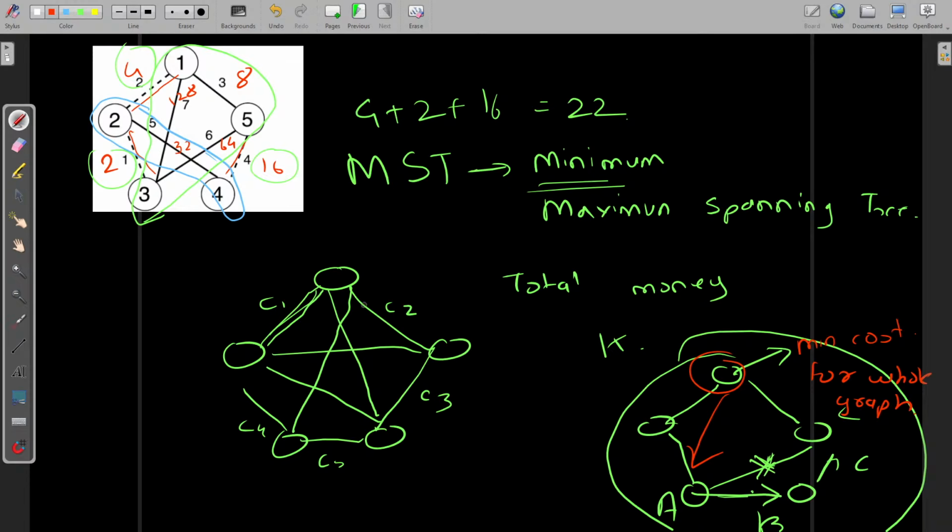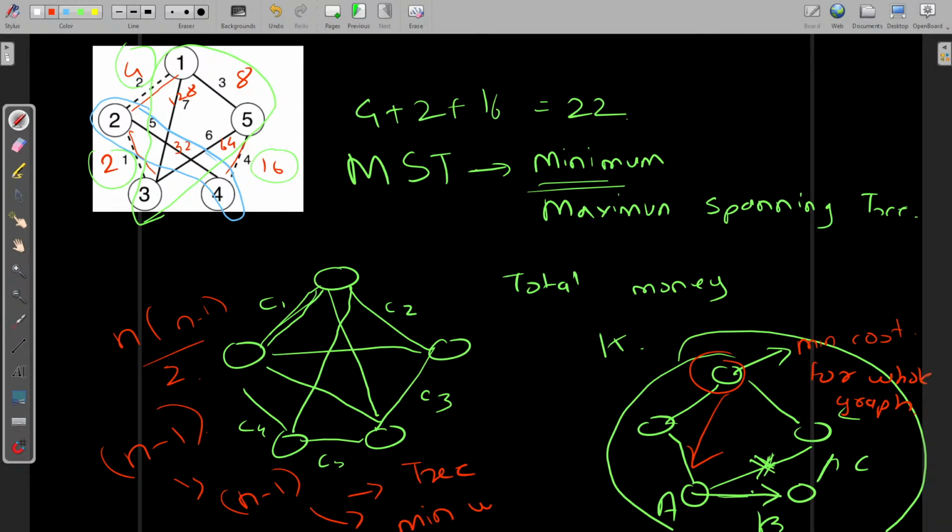So here, despite having n into n minus 1 upon 2 edges, we don't need to maintain all of those edges. We only need to maintain n minus 1 edges. It can be proven that using n minus 1 edges, you can connect this whole graph in the form of a tree. And those n minus 1 edges should be of minimum weight, such that the sum of the cost of all the roads would be the minimum possible.